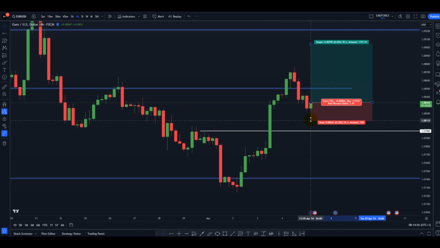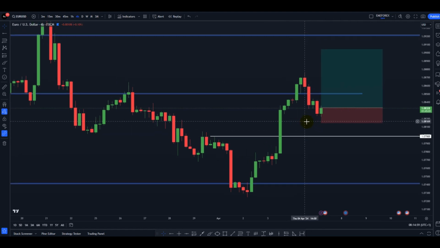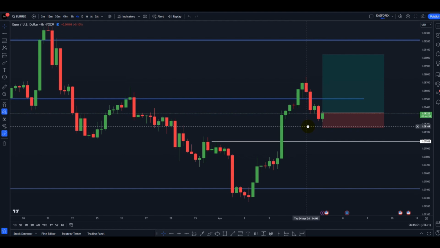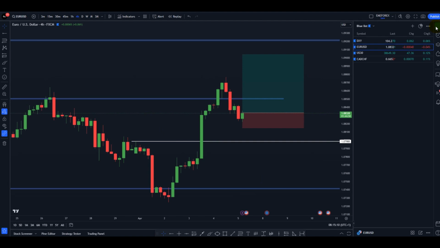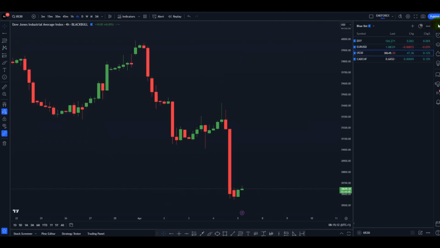So for me now, I'm having an open mind. If you've noticed the summary, I'm having an open mind. I'm not giving the conclusion that, oh, we're going to sell or we're going to buy. I'm still having an open mind. So away from this dollar and euro pair, let's take a look at US 30.